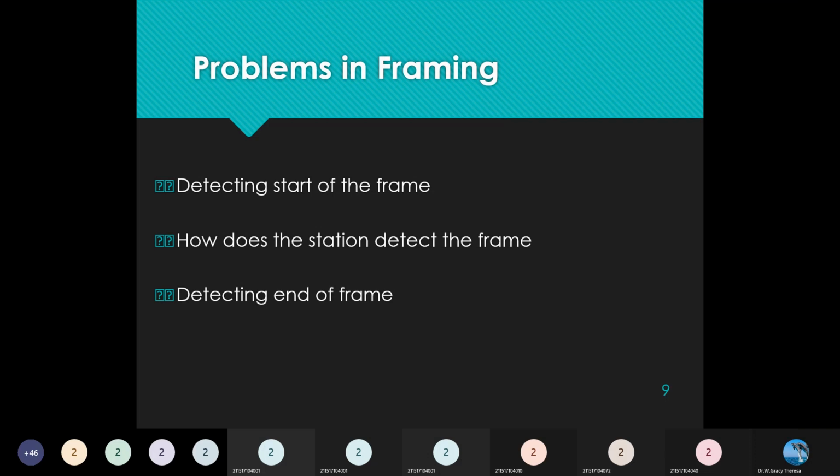How is it detected that this is the end of the frame? Again, we use another flag to indicate that this is the end of the frame. So, due to some problems, this particular starting flag and the ending flag have to be embedded along with the frame, to indicate that this is the starting of the frame and that this is the end of the frame.